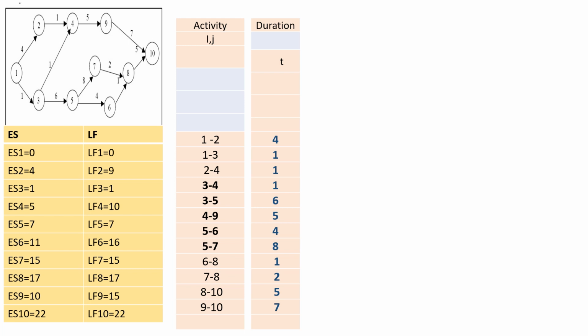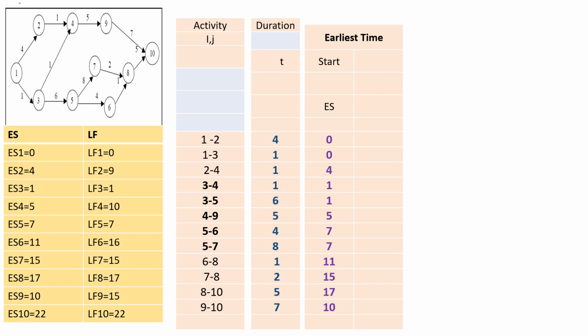The duration of each activity of a project is given in T, and we now calculate early start time or ES for each activity. Take activity 1 to 2. The first node of activity 1 to 2 is 1. ES1 is 0. Therefore, ES of activity 1 to 2 is 0. For activity 1 to 3, the beginning node is 1. ES1 is 0. Therefore, ES for activity 1 to 3 is 0.